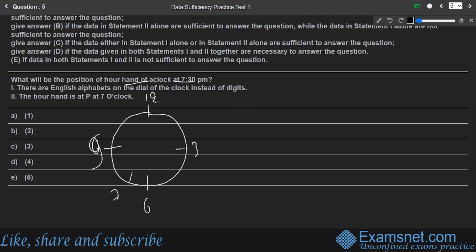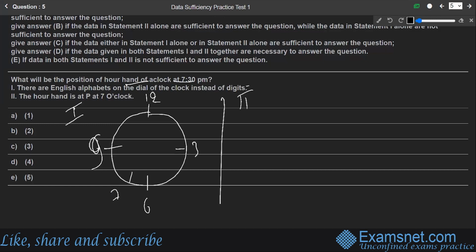This is rather 9. There are English alphabets on the dial of the clock instead of digits. So digits are not mentioned, but the English alphabets are mentioned. But they are not telling whether the English alphabets are starting from A or starting from Z. What is the order in which all English alphabets have been used? So clearly statement number 1 is not sufficient to answer the question because the alphabets are not given. So 1 is not alone sufficient to answer.